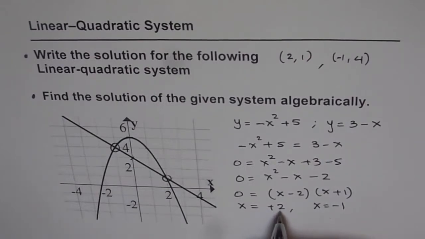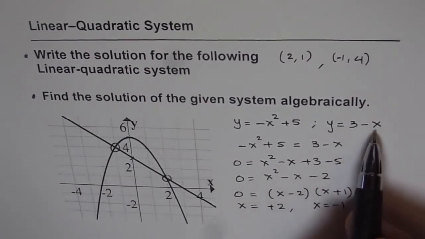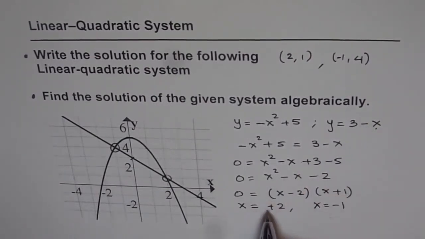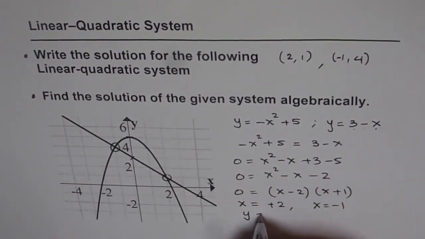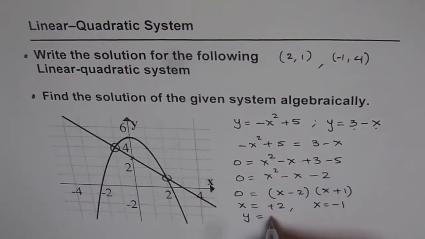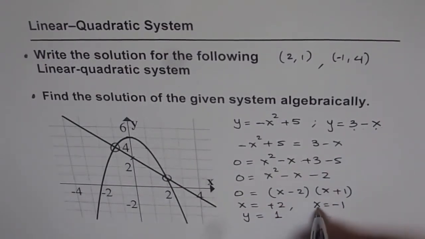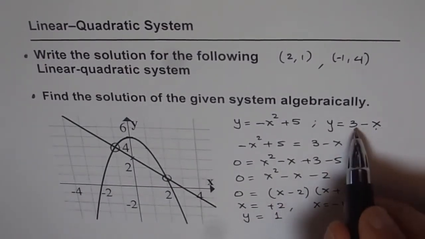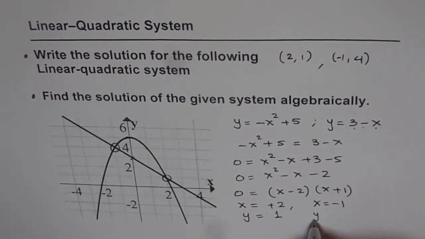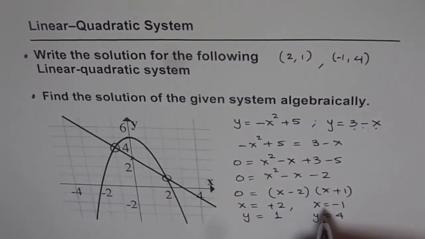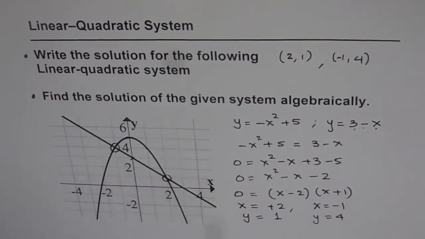So at x equals 2, we can find what y is. We can plug 2 here, right? So if x is 2, then y will be 3 minus 2, which is 1. And for x equals minus 1, it will be 3 minus minus 1, which is going to be 4. So y equals 4. So we get our coordinate points as shown in the graph, or as we got earlier, right? So we get the same set of points.